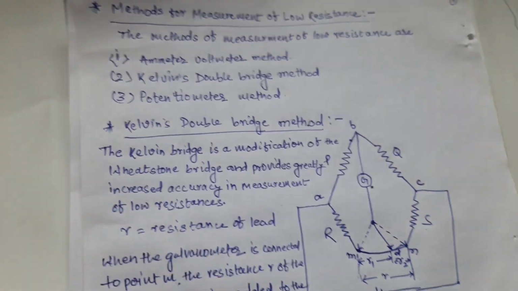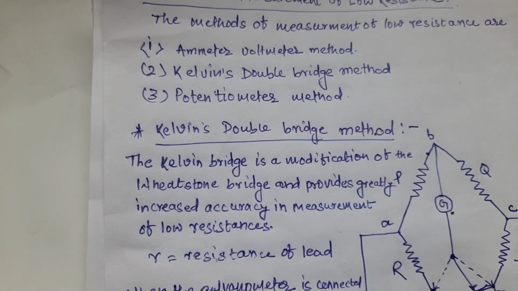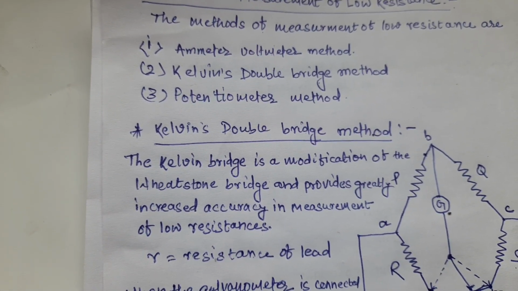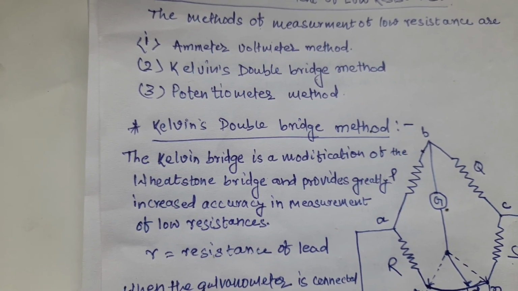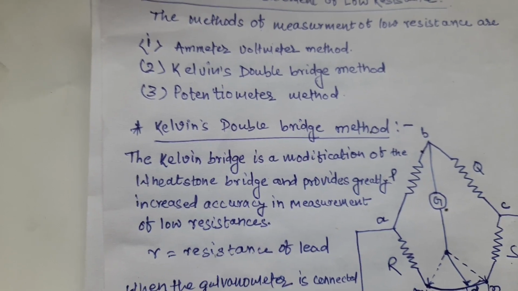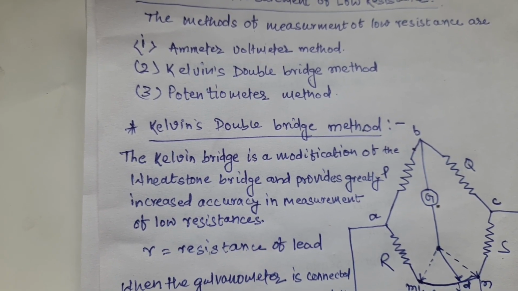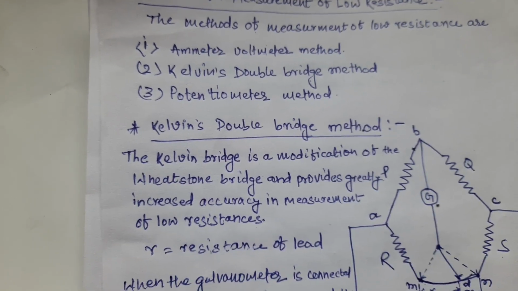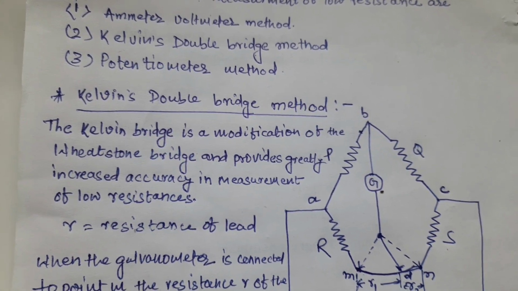I discussed that for the measurement of medium resistance, the Wheatstone bridge is the most accurate and most popular method. For the measurement of low resistance, the Kelvin bridge is used. The Kelvin bridge is just a modification of the Wheatstone bridge. So what problem do you face using the Wheatstone bridge?